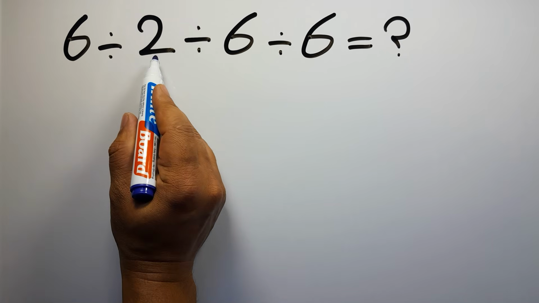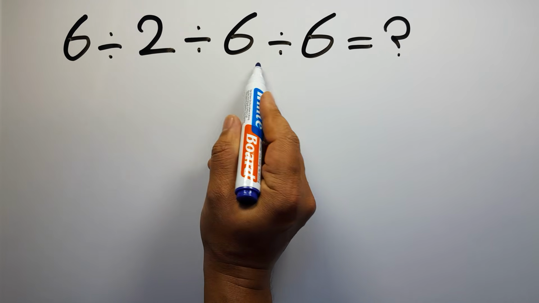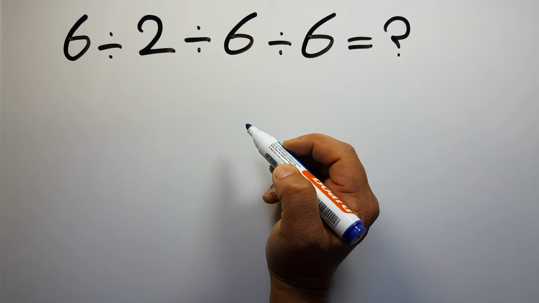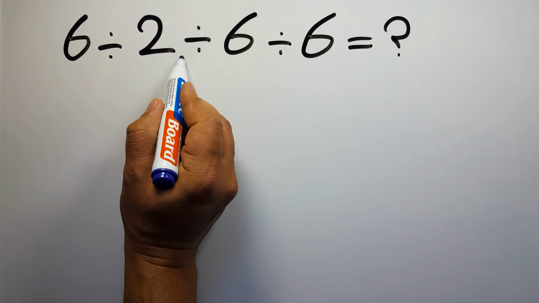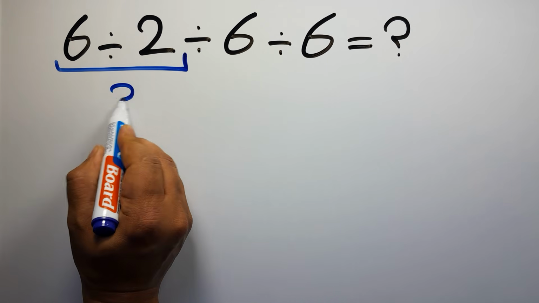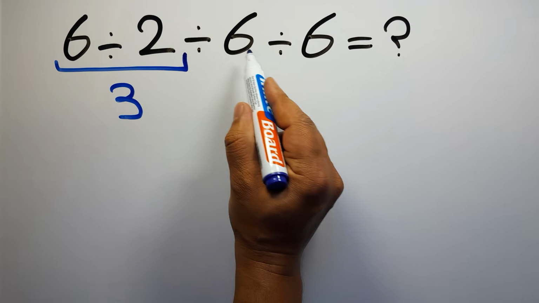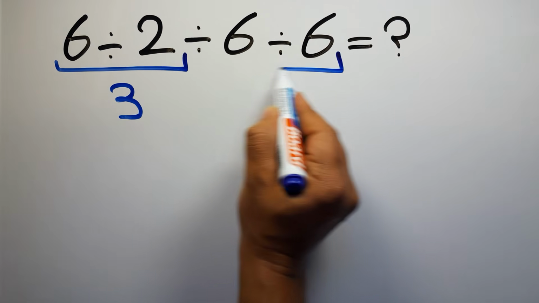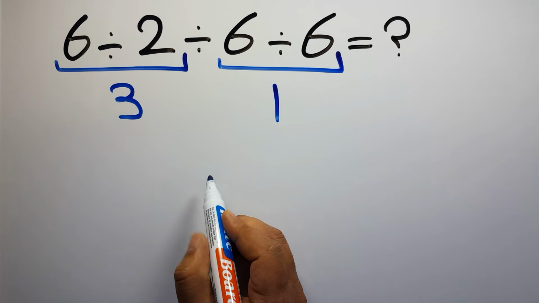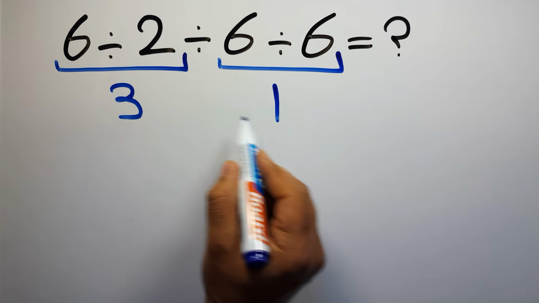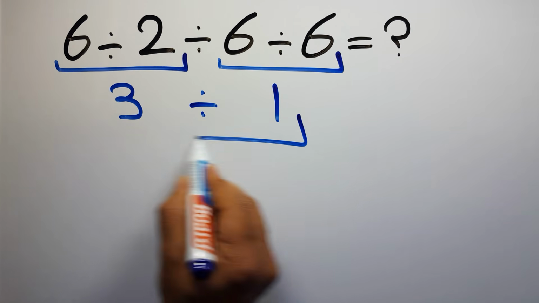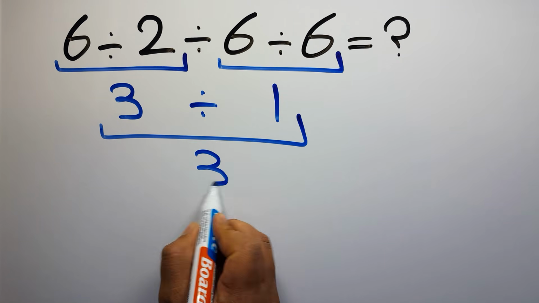6 divided by 2 divided by 6 and again divided by 6. 6 divided by 2 gives us 3. And here we have 6 divided by 6, which equals 1. So we have 3 divided by 1, which gives us 3.